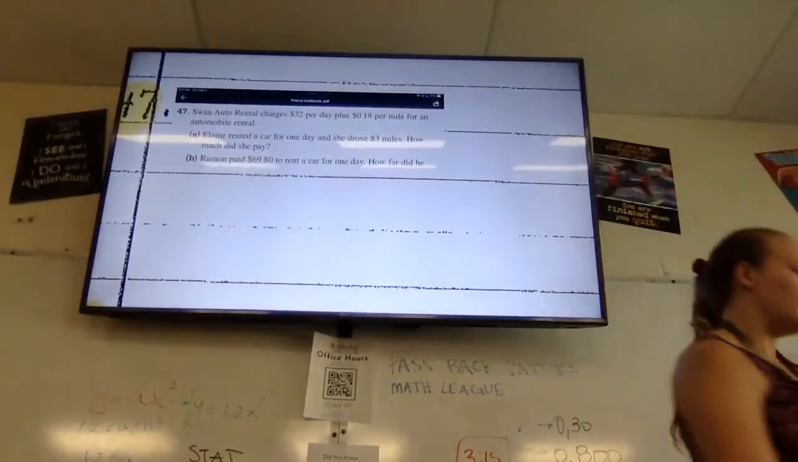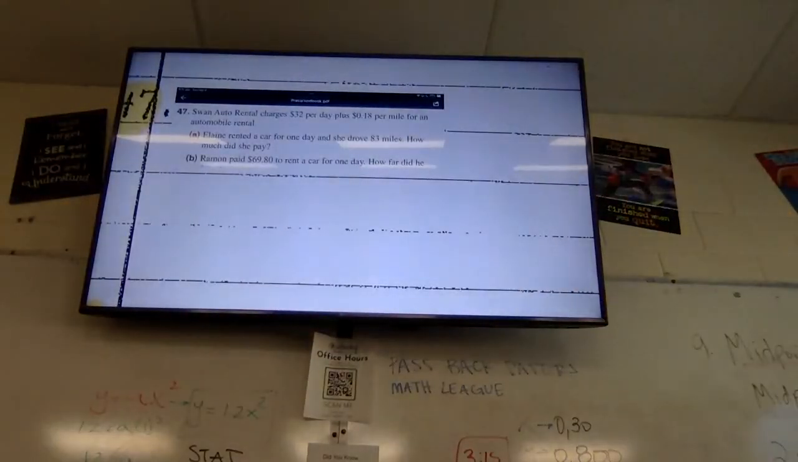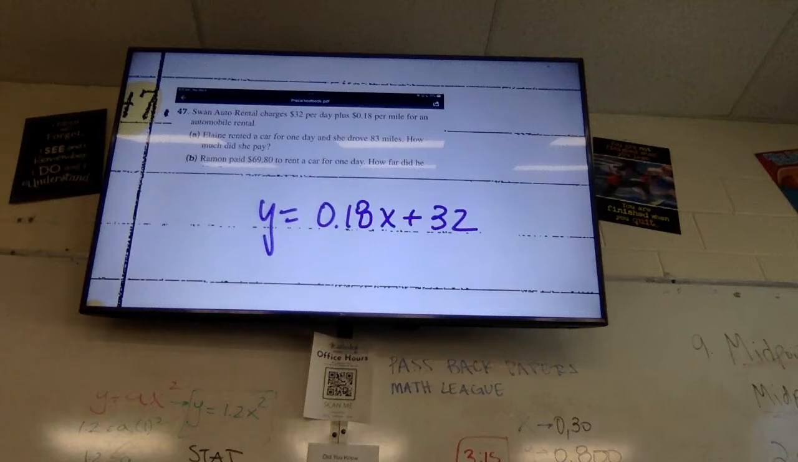Okay, so Andrew just gave me my equation. And again, this only works when we're doing one day at a time. He said y equals 0.18x plus 32. We all okay with that? Yes. Awesome. Okay, now I've got two little questions. It says Elaine rents a car for one day and she drives 83 miles. How much does she pay?